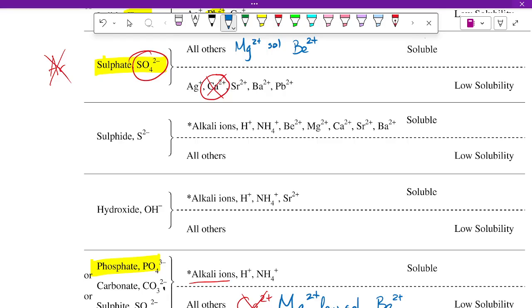Yes. How about zinc? Does zinc work? Yes. Copper? Copper, yes. What are the only ones that don't work? Alkali ions. Alkali ions do not work because they will be here. Who else does not work?